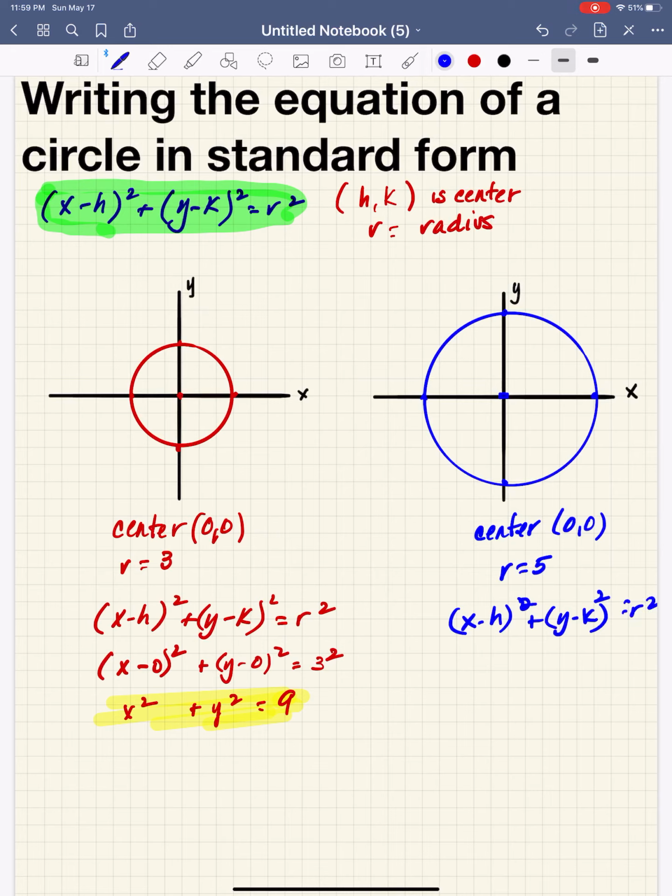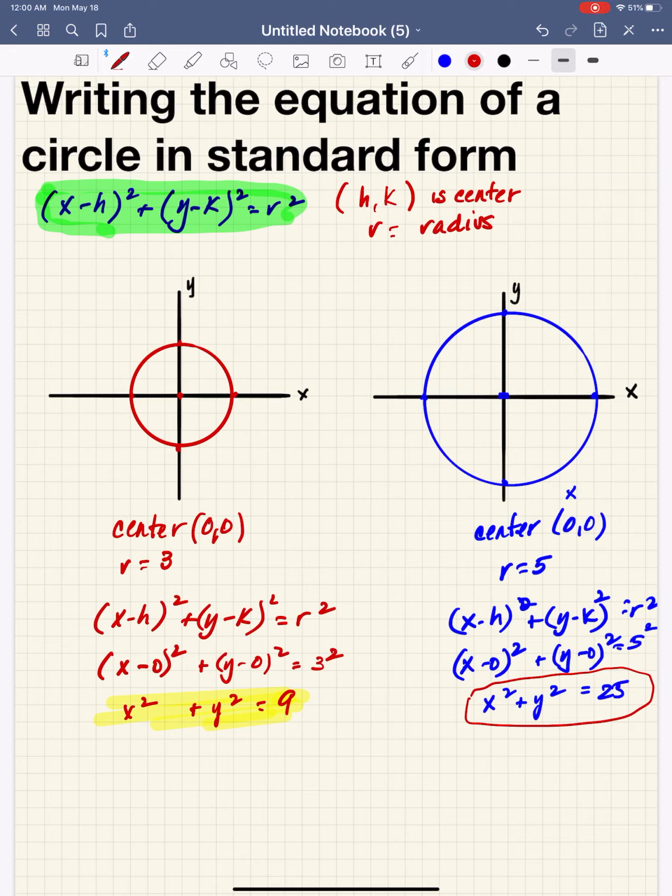And again, you're going to substitute in 0 for h, which is really the x value. And that just really becomes x squared. Same thing for the y value. And that equals, the radius here is 5, so we're going to square it, and it's going to be 25. So this is your answer. And again, when the center's at 0, 0, it doesn't move left or right, so you just have x squared plus y squared and whatever the radius is.